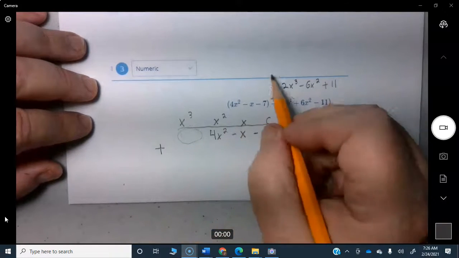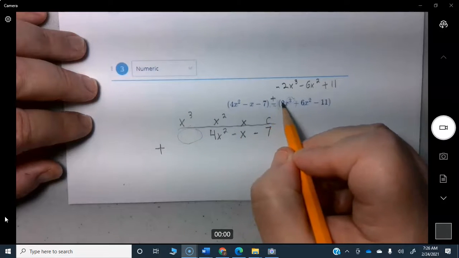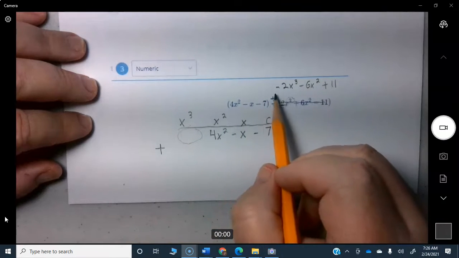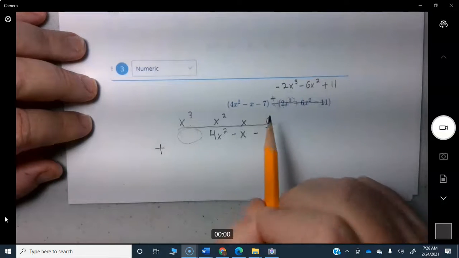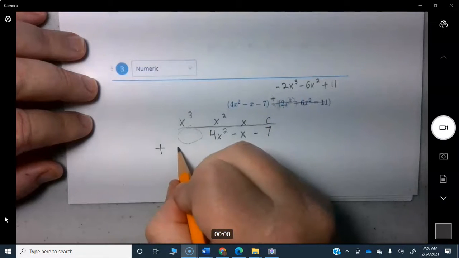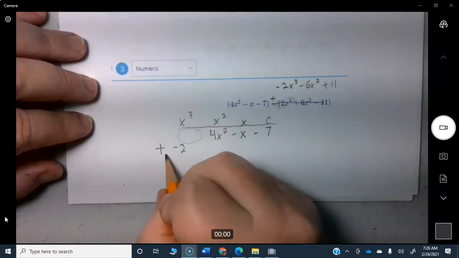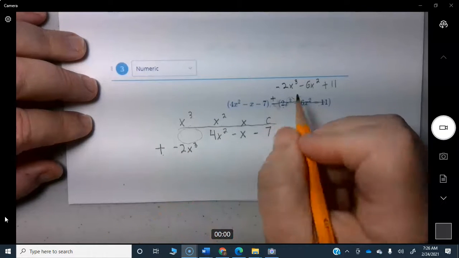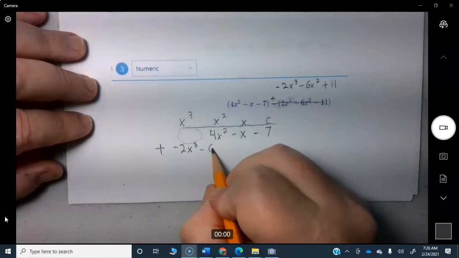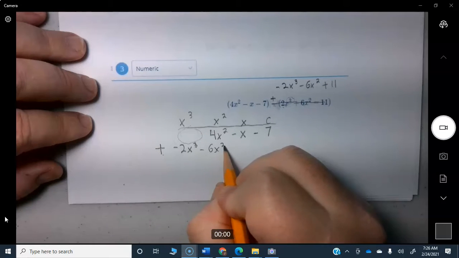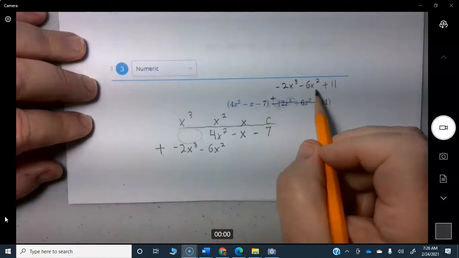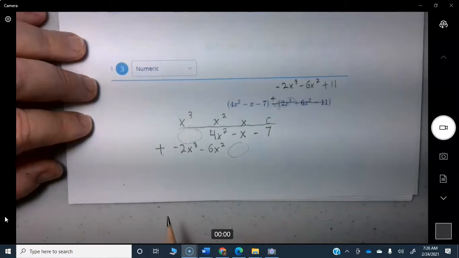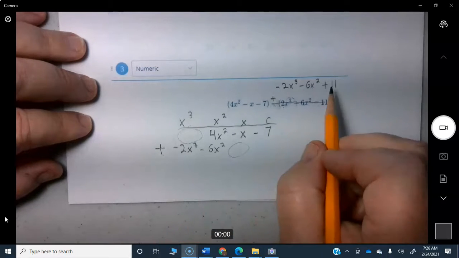Okay, and now I'm going to write these. I'm done with this. Okay, I'm even going to put a line through that. I'm done with that. I don't want to deal with that anymore. I want to deal with plus this. Okay, so we come over here. So it's plus negative 2x to the third minus 6x squared. Okay, there is no x term in this one. So we're going to leave that blank like that. I'm going to draw a little circle there. Nothing goes there. And then it's plus 11.